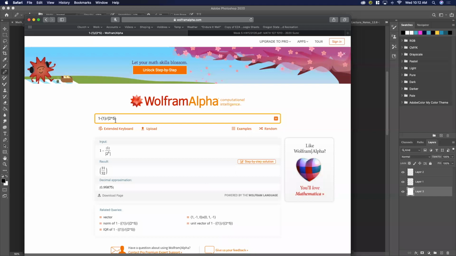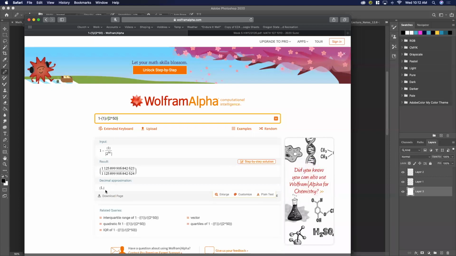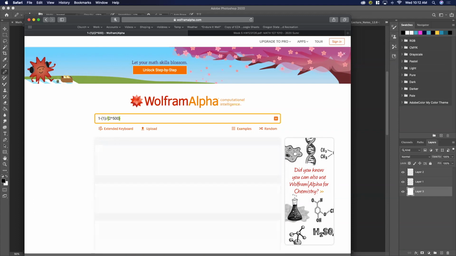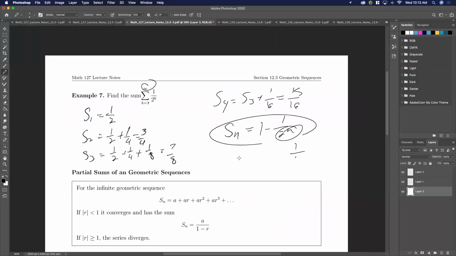All right, so 2 to the 5th, but we're going to get much larger than that. Let's say 2 to the 50th. Well, the decimal approximation gets really close to 1, right? It's 1 minus 1 over this insanely small number, so it's going to just collapse into 1. And so the answer here is s of infinity is equal to 1.